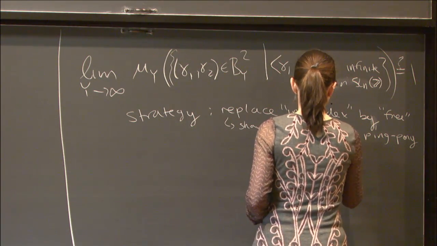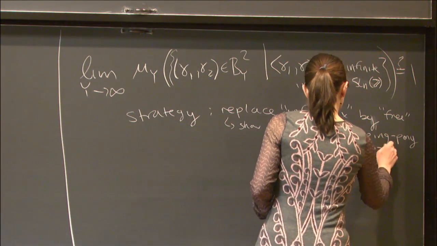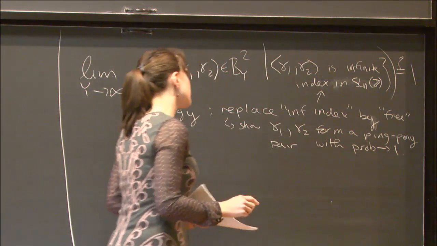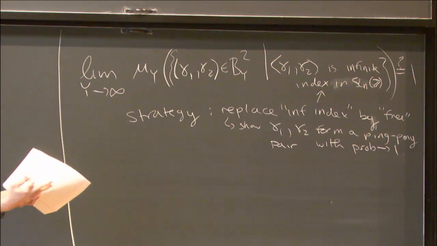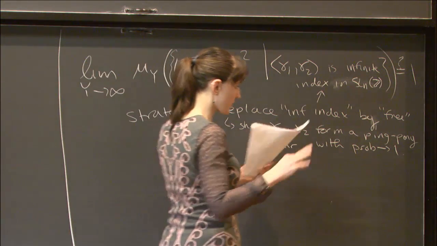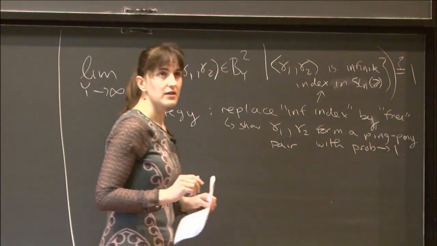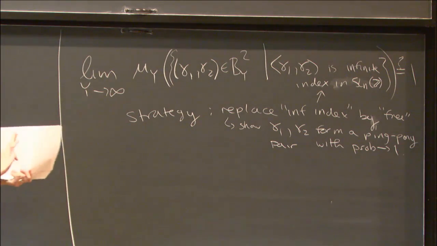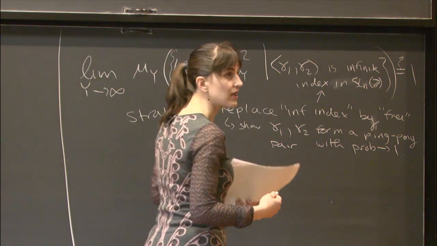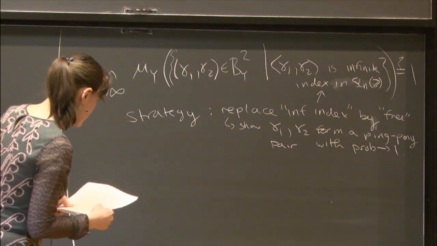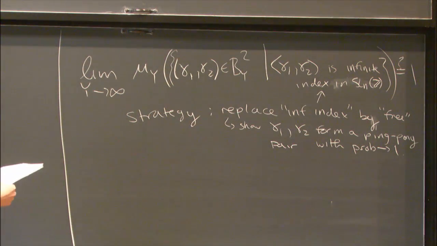With probability tending to 1. Okay, so the idea is you're going to consider the action of SL_N on some space, and you're going to find some regions in that space such that gamma 1 and gamma 2 do something very specific to those regions, from which you can quite easily see that there cannot be any non-trivial relations between those two.